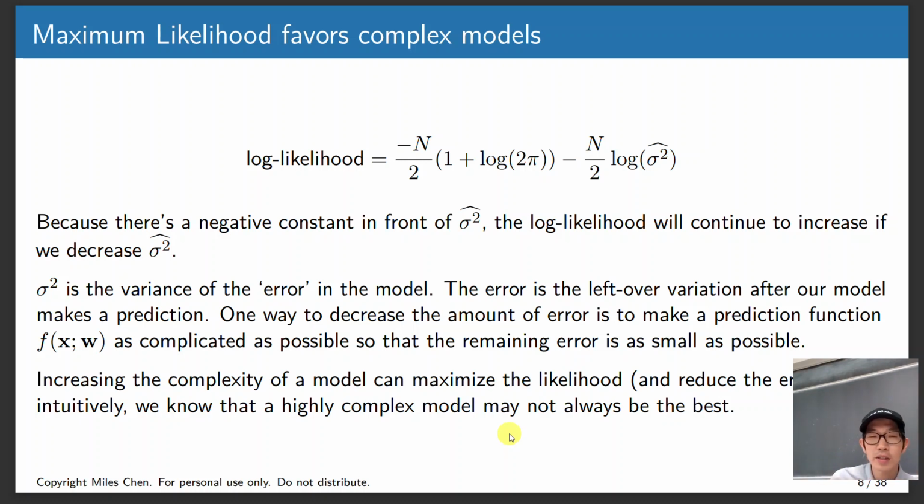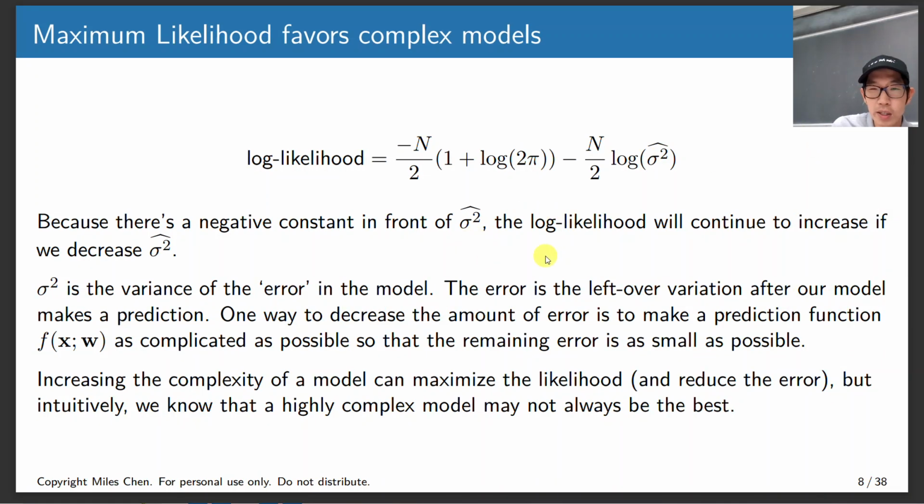And what we see is that this is just a constant, but our log likelihood does depend on our sigma squared value. If sigma squared gets bigger, then our log likelihood, because there's a negative value in front of it, will shrink. So as the variance of our data increases, the overall log likelihood will shrink.